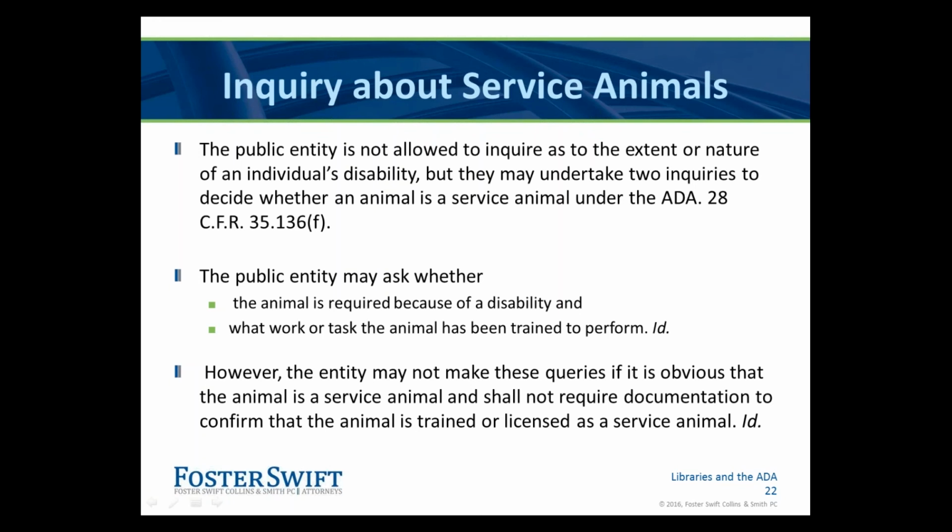Okay. It says, and also if the entity may not make these inquiries if it's obvious that the animal is a service animal and should not require documentation to confirm that the animal is trained or licensed as a service animal. I find this one a little bit interesting, because I'm not so sure it's always obvious that an animal is a service animal.